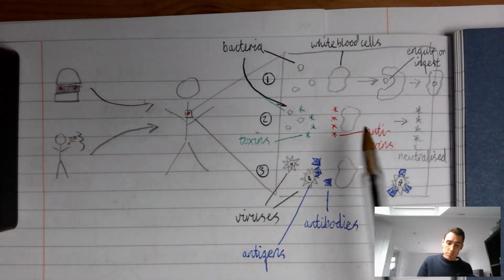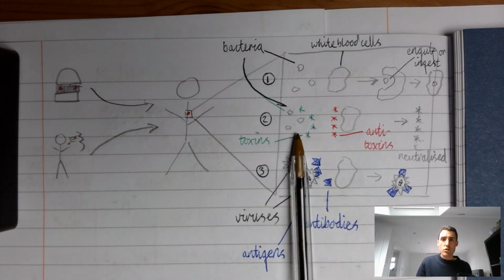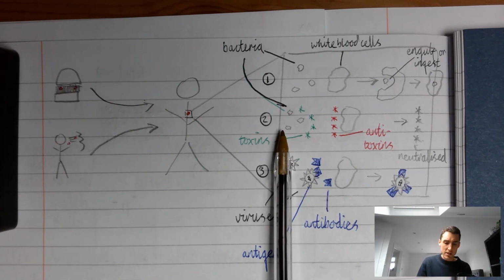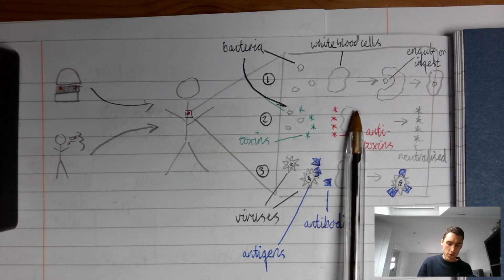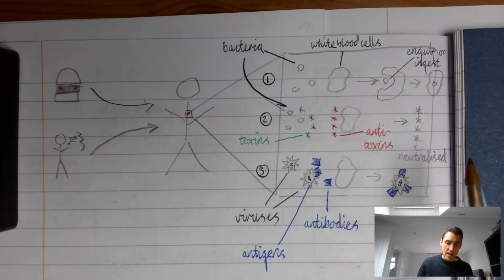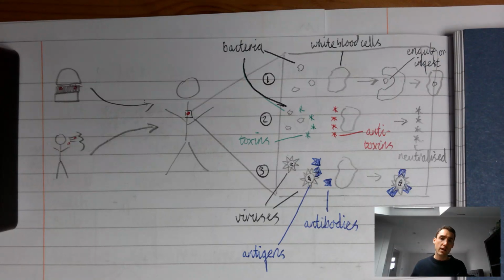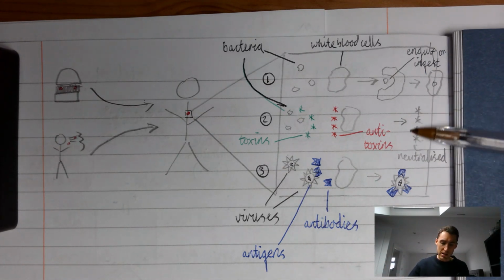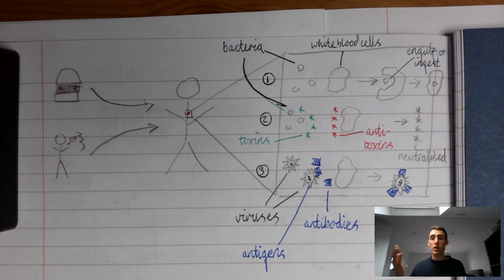The second way, and this does relate primarily to bacteria, is that white blood cells can tackle them by producing what I've drawn in red here. These are called antitoxins. And this is a bit of a recap from the first chemistry unit in year 7, where there were some lessons on acids and alkalis. So it's this idea that these are neutralized, and that the toxins that were going to cause problems to our cells are no longer harmful.